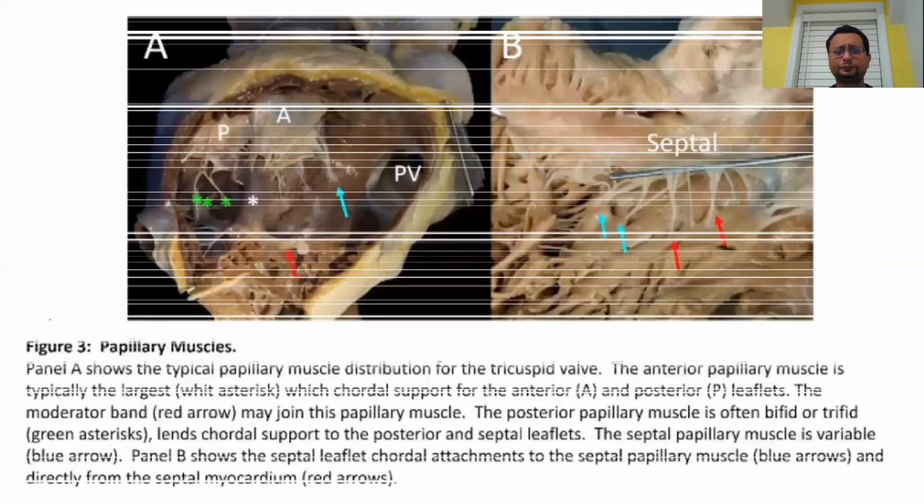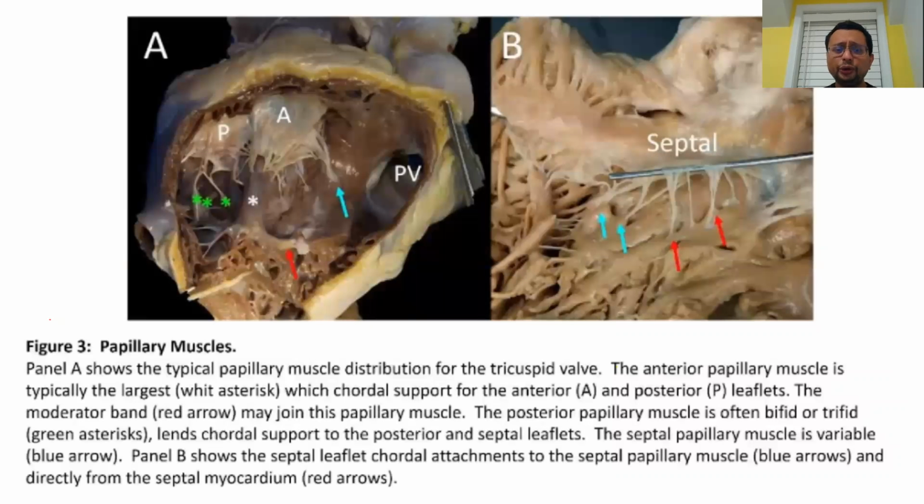Okay. So I will continue a little bit more. I just wanted to show you, this is the leaflet of the tricuspid valve. That is the anterior leaflet, that is the posterior leaflet. We cannot see a septal leaflet here. Do you remember? The left ventricle actually has two papillary muscles. You have the anterolateral and the posteromedial.